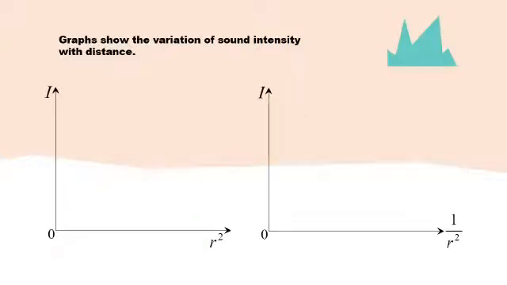If we plot a graph of I against r square from the point source, the graph is like this. If we plot the graph of intensity against 1 over r square, the shape of the graph is linear because intensity is directly proportional to 1 over r square.